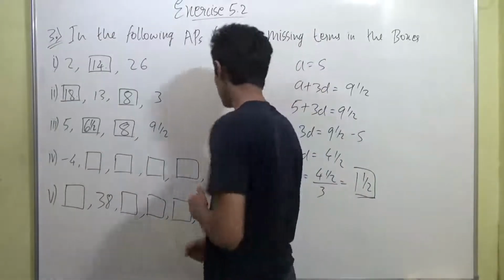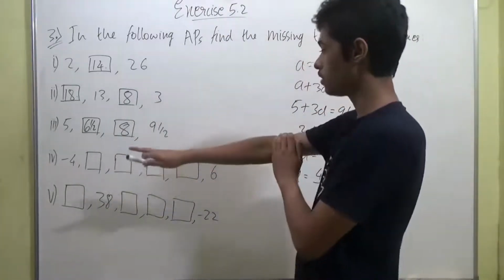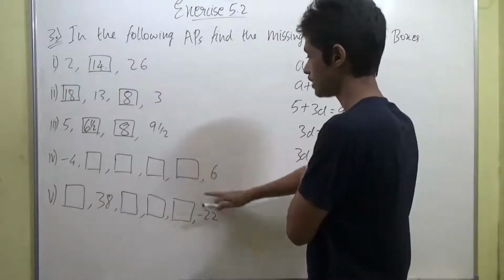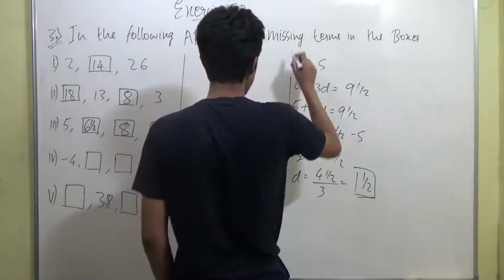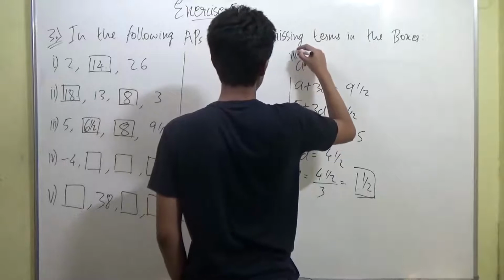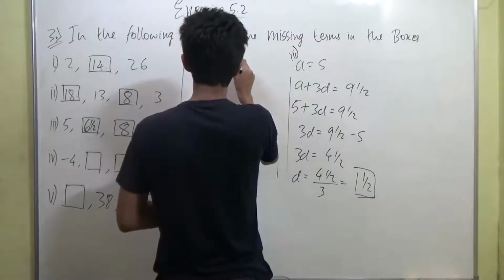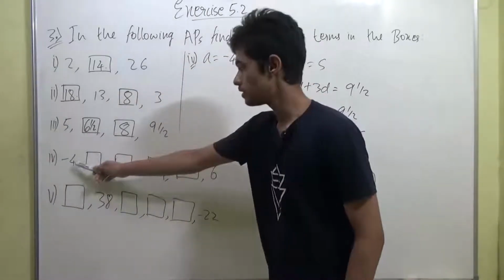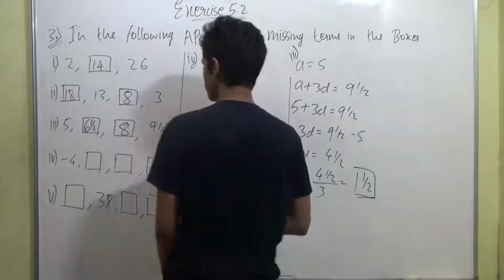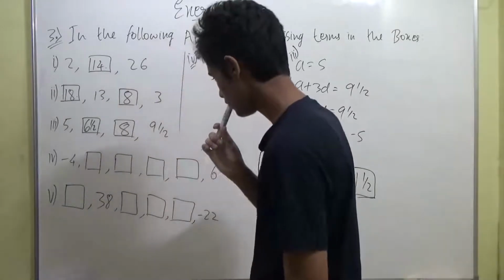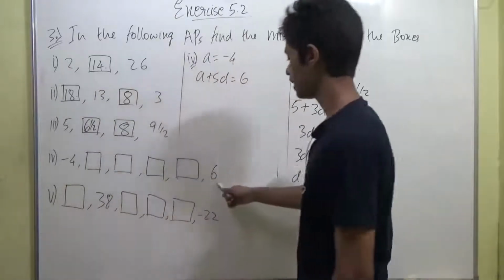Let's go to the fourth sub question now. In the fourth sub question, if you see, it is minus 4, blank, blank, blank, blank, 6. Okay, guys. So a equal to minus 4, and this one is a plus d, a plus 2d, a plus 3d, a plus 4d, a plus 5d, right? Correct or not? Yeah, a plus 5d. A plus 5d equal to 6. Getting it, guys?